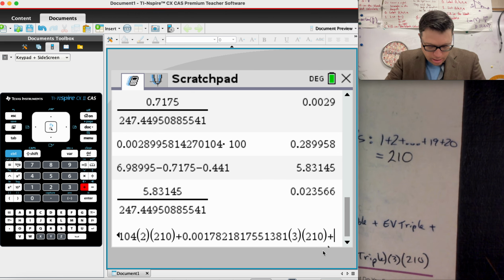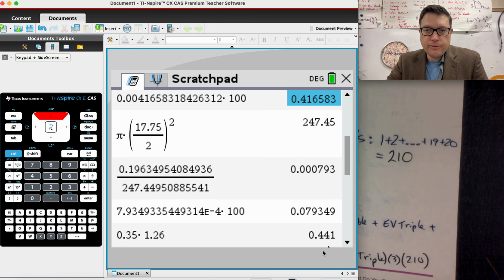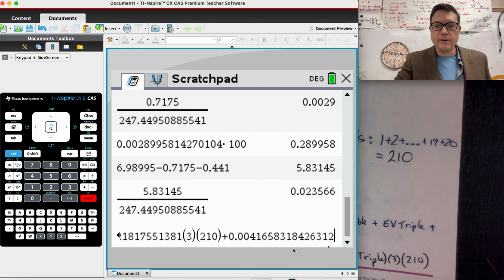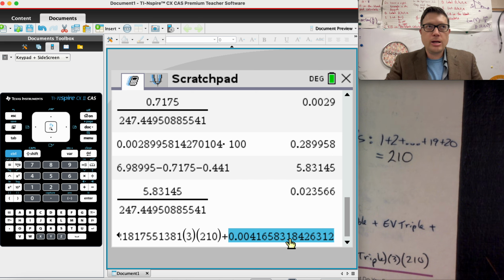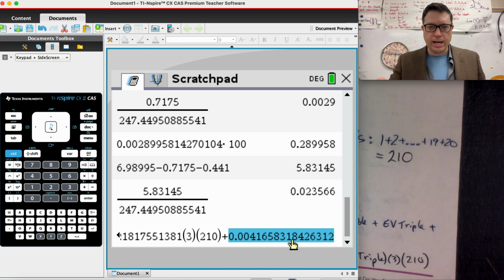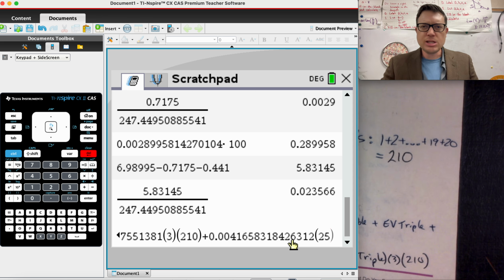plus the probability of the outer, 0.417. There it is. This is the probability of getting not a bullseye, but a hit in the green, right? So we're going to multiply this by 25. G for green, right? Okay, but not a green, we want a red.